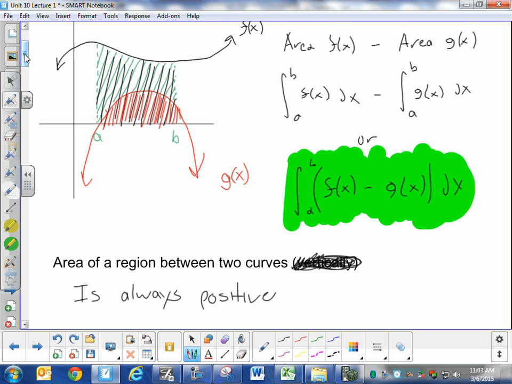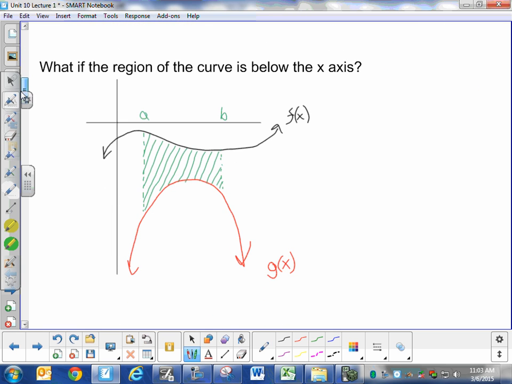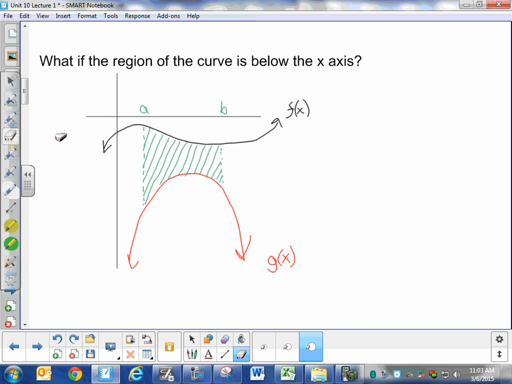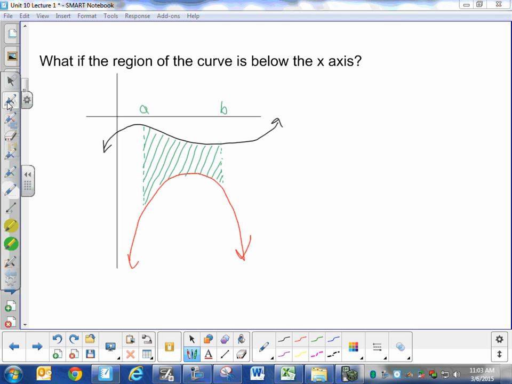Let's try to figure out how to find the area between these two curves. I'll call them m of x and l of x. How to find the area in green between m and l, knowing that the area between those two curves, even though we're below the x-axis, is positive.